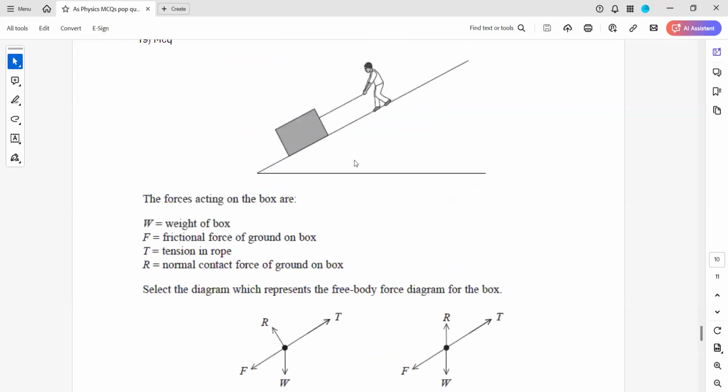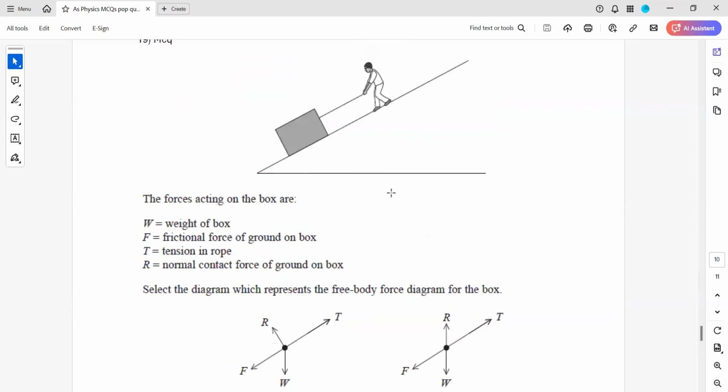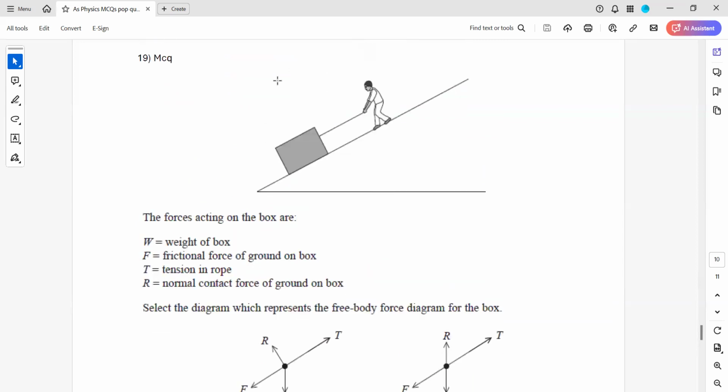In question 19, the forces are acting, as you can see. We select a diagram which represents a free body force diagram. A boy is moving this heavy box. So this is the direction of the motion. Whenever we apply a force by using a string or a wire, that force is called a tension. Whenever objects are in contact with the surface, there's a normal contact force, or R. You can say N or you can also say R. It's the same thing. Some books use N, some use R, but it's perpendicular. Then the weight is also acting downward.